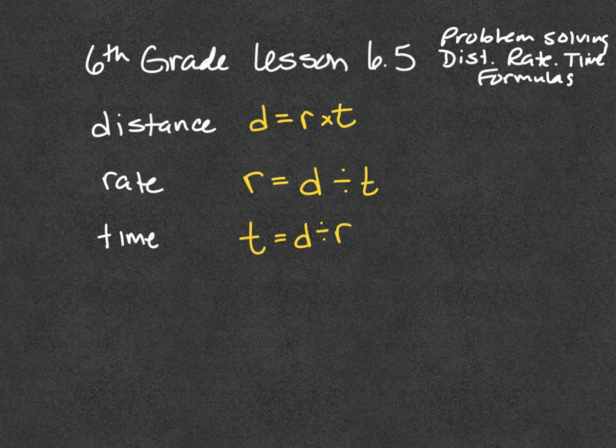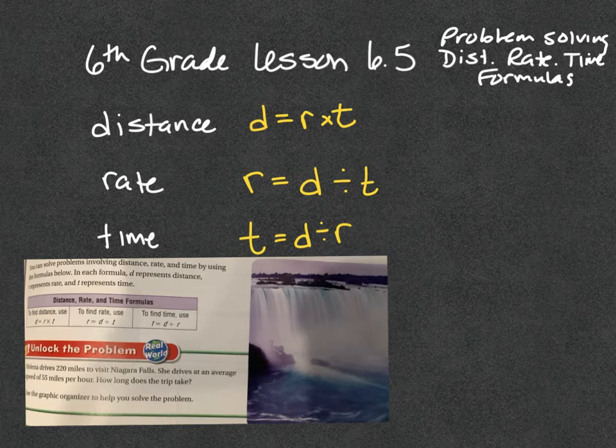Let's see this in action. We have this problem here in our book, and they gave us the same formulas I have here. They give it to us on the next page too, just to have it handy. Helena drives 220 miles to visit Niagara Falls. She drives at an average speed of 55 miles per hour. How long does the trip take? Underline the question they're asking me. They're asking how long the trip takes, and that's in terms of time. We are looking for time.